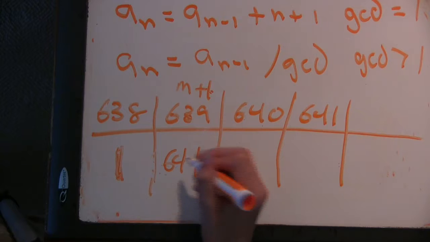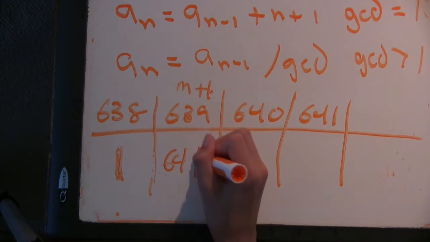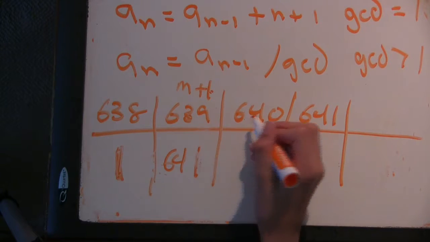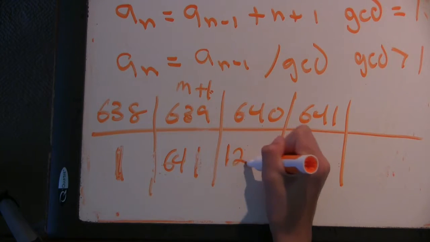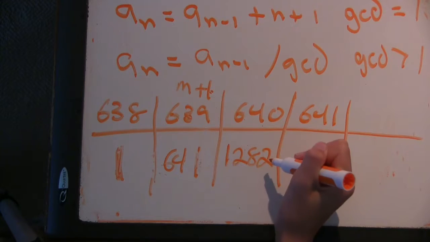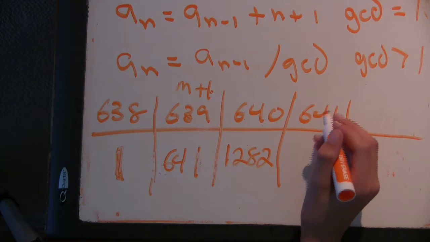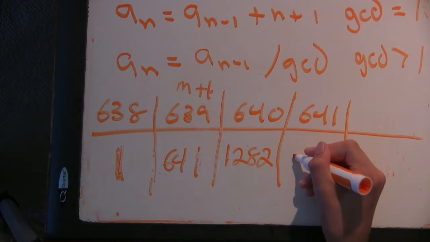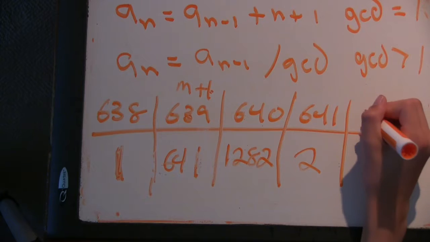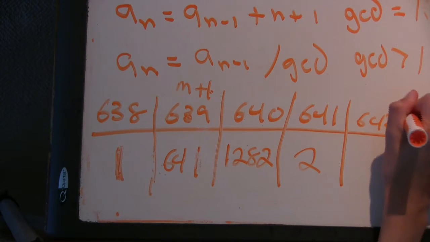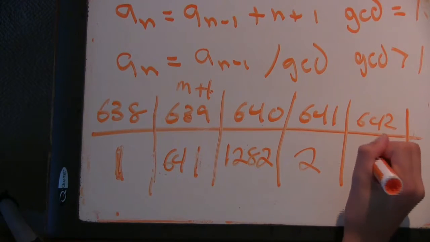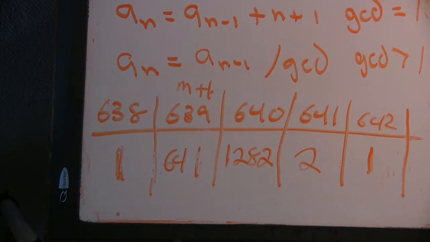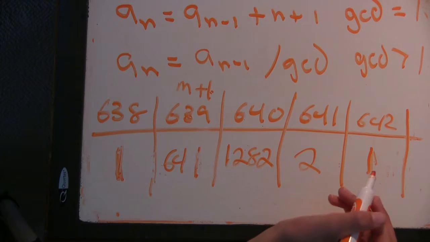And then these two don't have any common factors, so we get 1, 2, 8, 2. Alright. And 641 is now a common factor, so we have to divide and we get 2. Alright. And then for 642, 2 is a common factor, so we divide and get 1. Okay. And the sequence will repeat, because now we have another even number with 1.